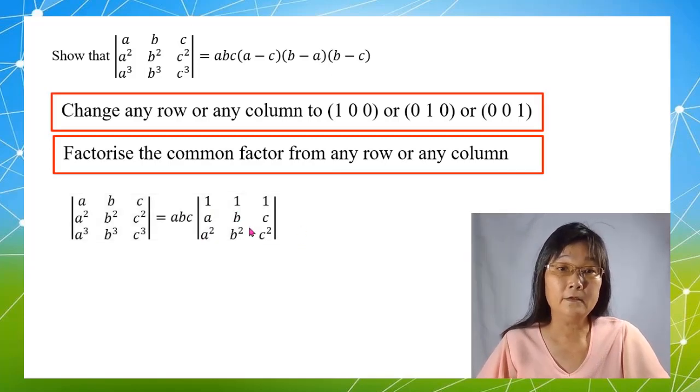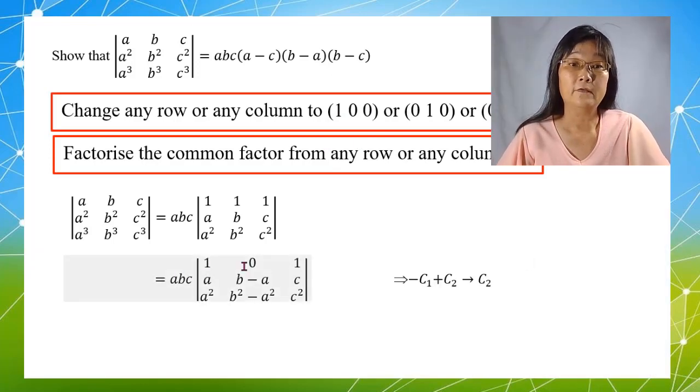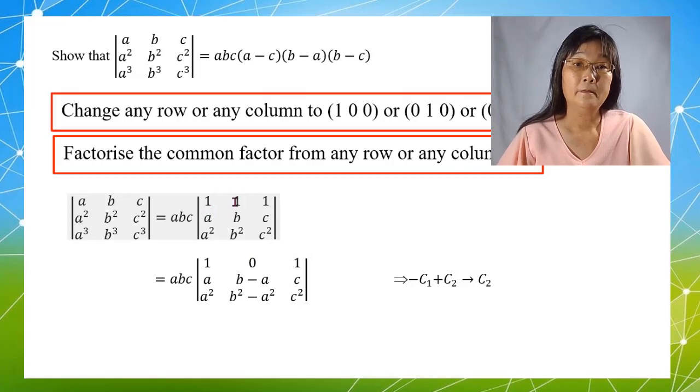Now after factorizing, I find that I can change the first row into 1 0 0. To do this, for the first number in the second column, in order to change it to 0, I multiply the first column with negative and add into the second column. So negative 1 plus 1 is 0. Negative a plus b is b minus a. Negative a squared plus b squared is b squared minus a squared.